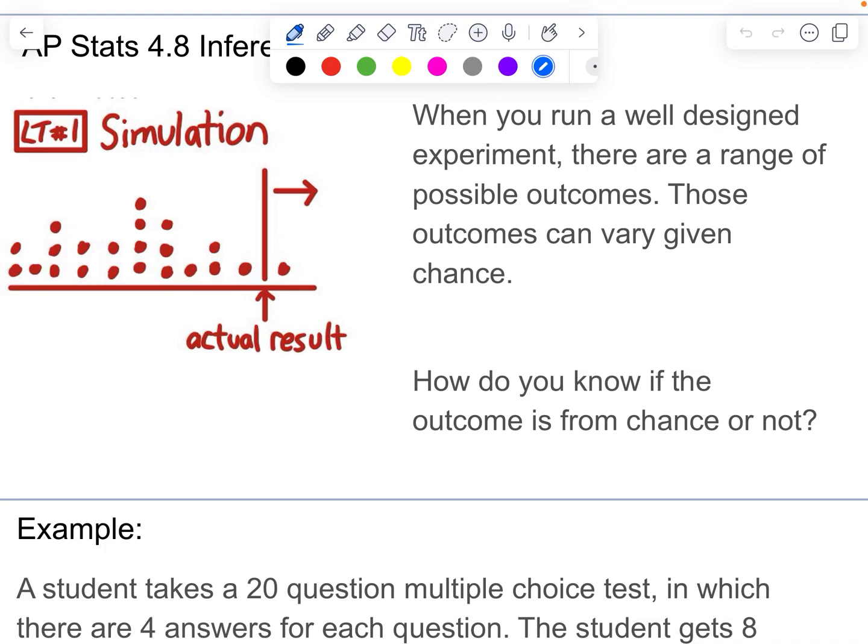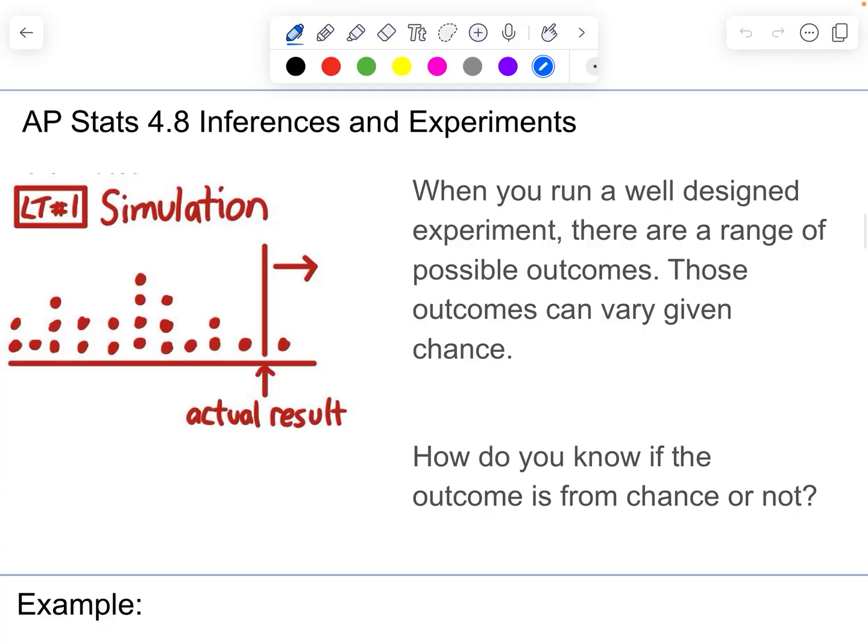All right. Today we're looking at 4.8, inferences and experiments. And these will be the notes for this.